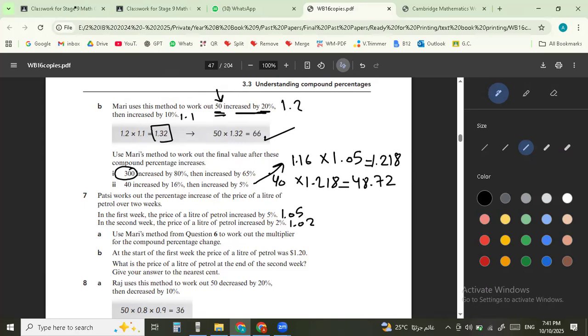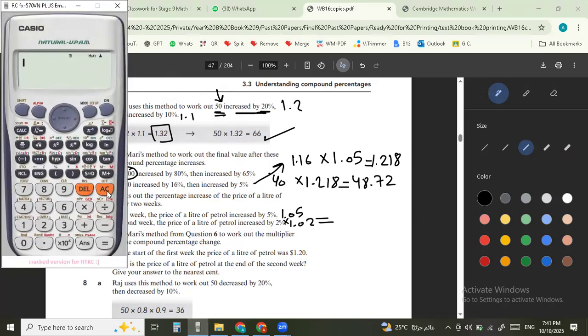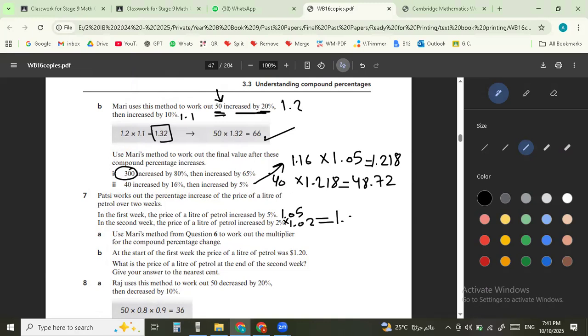Use Mary's method. They want you to use the compound multiplier. So I'm going to multiply them by each other: 1.05 times 1.02 equals 1.071. This is the compound multiplier. Use Mary's method from question 6 to work out the multiplier for the compound percentage change. So it is 1.071. We've done it.